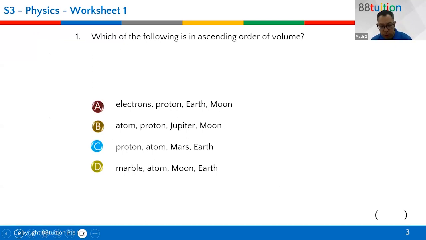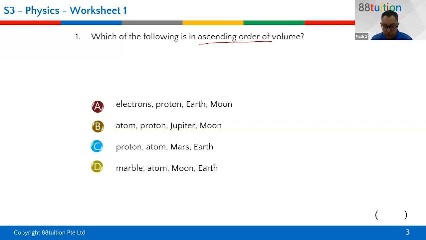Okay, so the first question is, which of the following is in ascending order of volume? What do you mean by ascending order of volume? Ascending, as the name suggests, is from small to big. Now, sometimes the question might come out with items that you're not sure. For example, like option 1, you're not sure which one is bigger, electrons or proton.